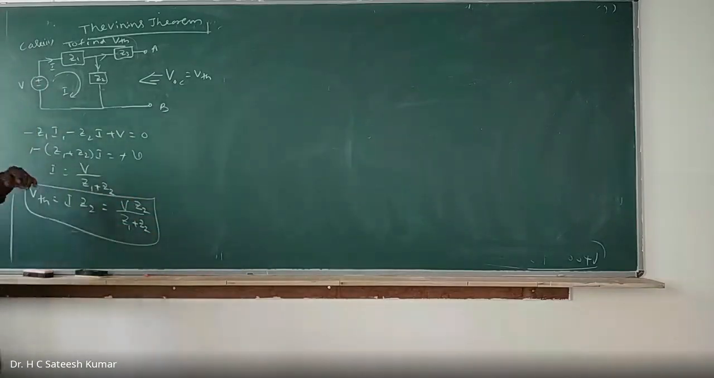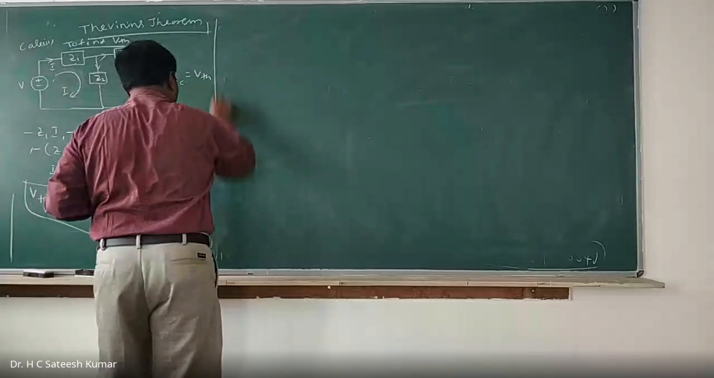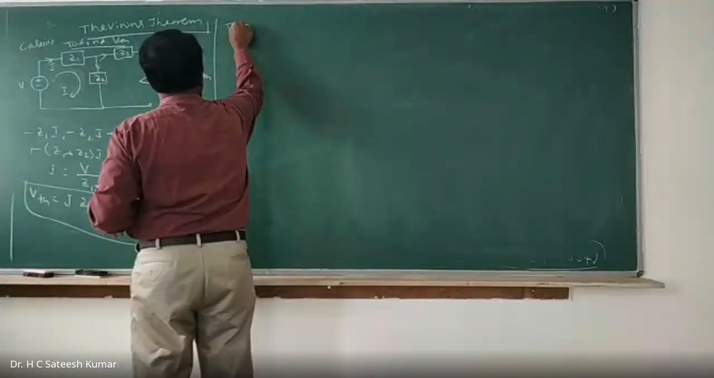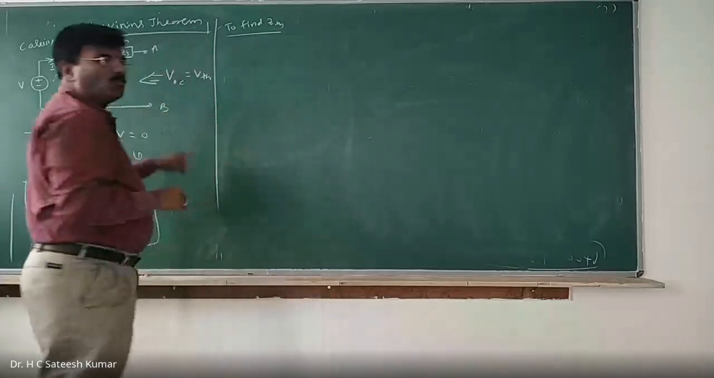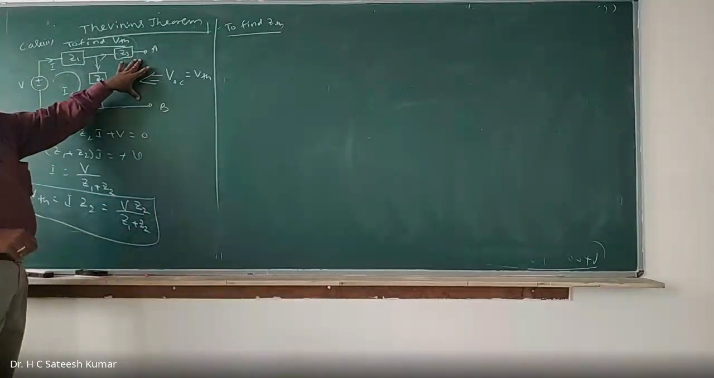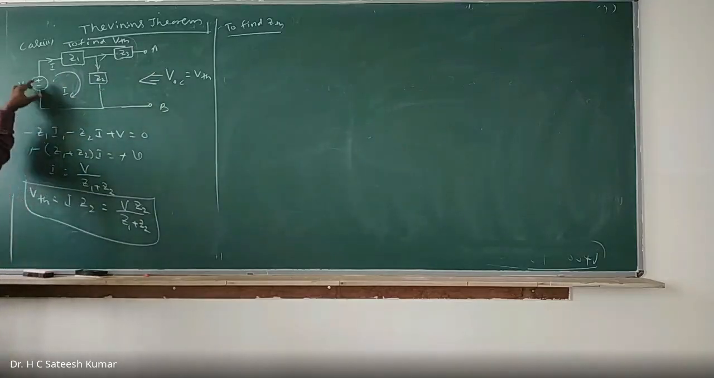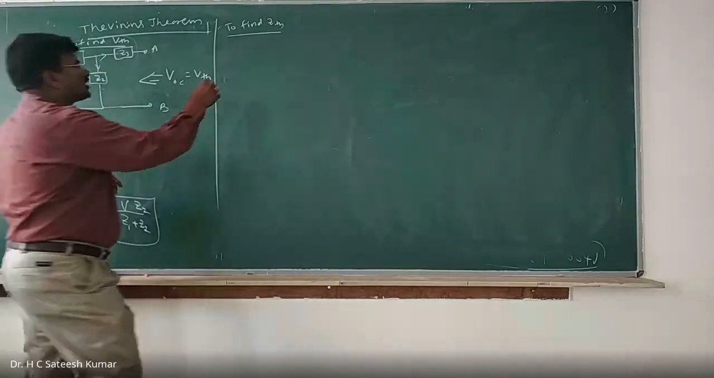Next, to find ZTH. ZTH is the open circuit impedance seen from the lower terminals, keeping all the sources 0. All the sources 0 means voltage sources are made 0 by short circuiting, and current sources are made 0 by open circuiting. Here we have taken only a voltage source.